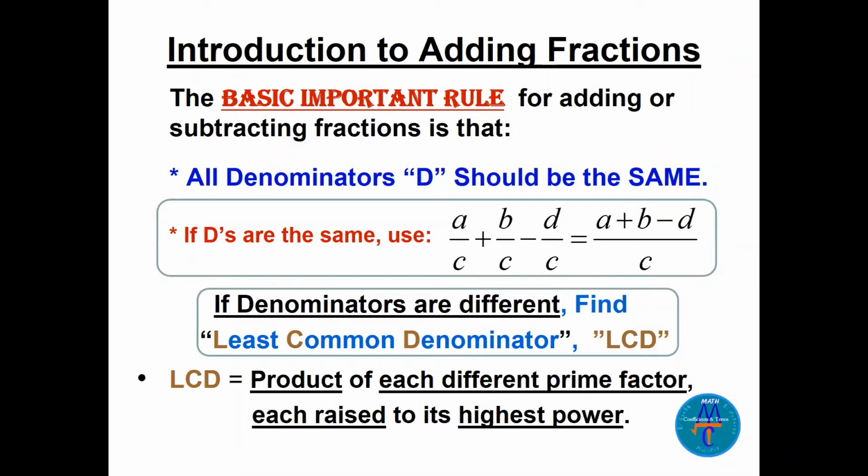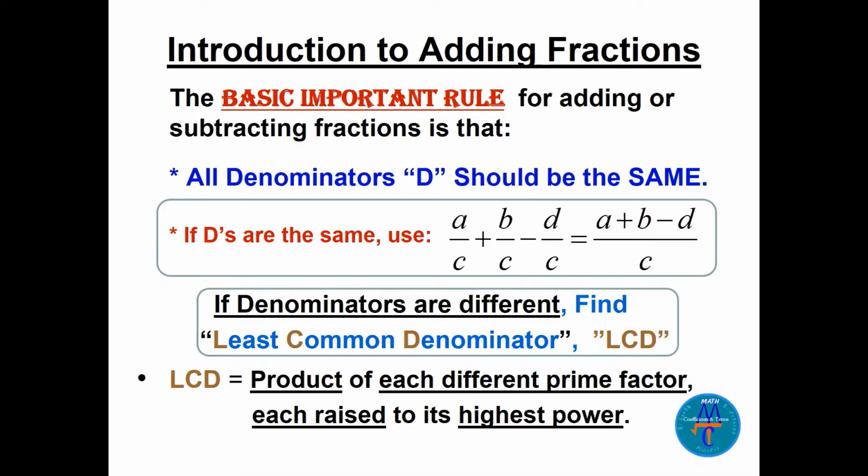In this video, I'm talking about adding and subtracting fractions. Nice topic. Not many people like it.